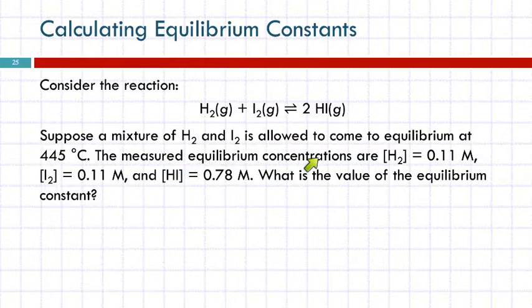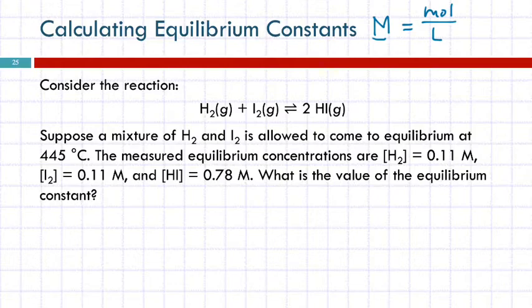The measured equilibrium concentrations are, so the concentration of hydrogen is 0.11, and so this capital M, we'll learn about that in a chapter coming up very soon. Capital M stands for moles per liter. That's all. We don't have to worry about it. And iodine concentration is 0.11 moles per liter, and the hydrogen iodide concentration is 0.78 moles per liter. What is the value of the equilibrium constant?